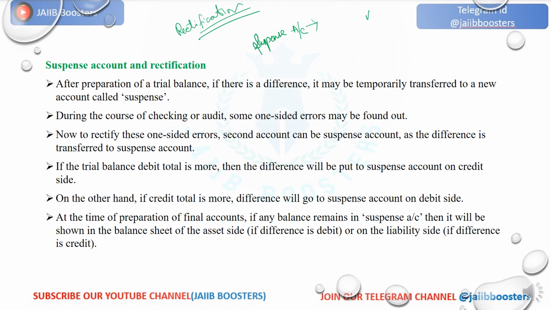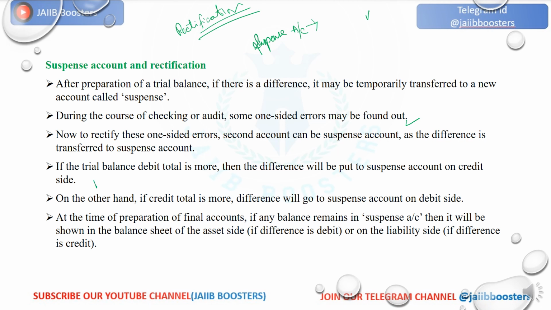During the course of checking or audit, some one-sided errors may be found. As I have said, to rectify these one-sided errors, the account used can be the suspense account, as the difference is transferred to the suspense account. We will see an example for that. Now to rectify, if the trial balance debit side is more, then the difference will be put to the suspense account on the credit side, as here the debit side is more.